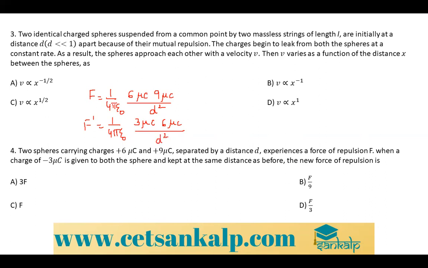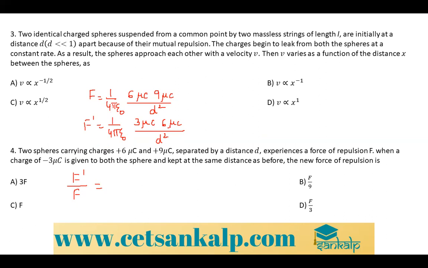Correct? That is exactly what they asked: when a charge of minus 3 is given to both the spheres and kept at the same distance as before, what is the new repulsion? So these are equation 1 and 2. I'll take the ratio, F dash by F, and this both is going to get cancelled, right?